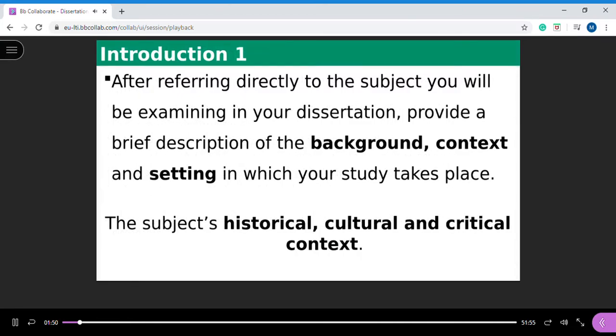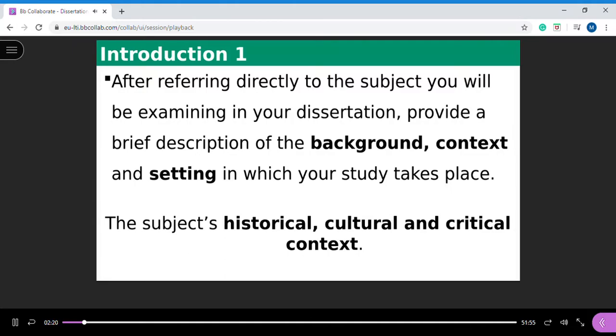So you should open your introduction by directly addressing the subject of your dissertation. So don't go off on a tangent talking about really broad statements about your subject. Directly refer to what you're going to be addressing in your dissertation. But then you need to take a step back and just provide the reader with a brief description of the background, context and setting in which the study has taken place.